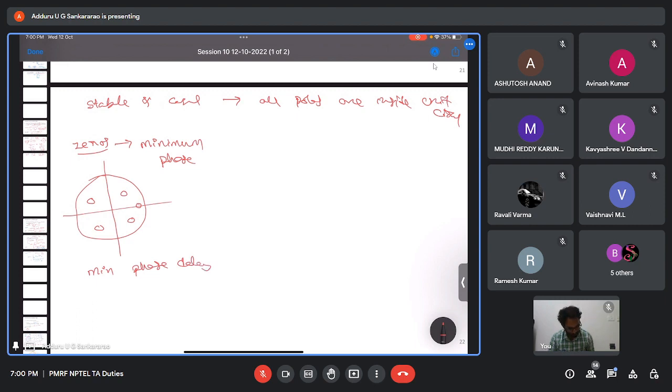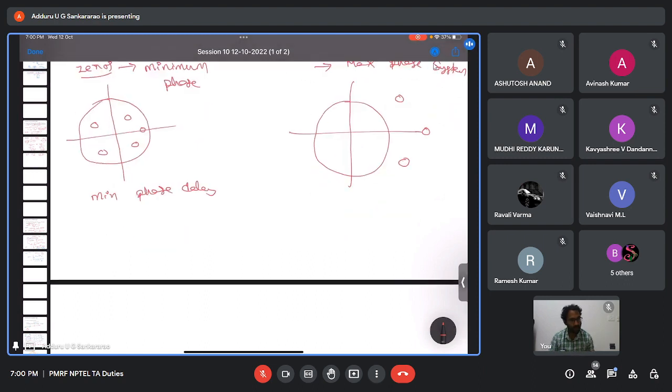Now if all the zeros are outside the unit circle, somewhere here, let us say. Anyway, the poles should be inside the unit circle only, but the zeros are outside the unit circle, then this is called a maximum phase system. All poles must be inside, but all zeros should be outside the unit circle. So this has maximum phase delay.